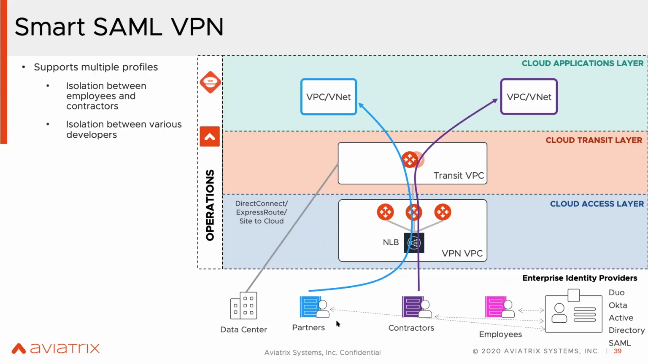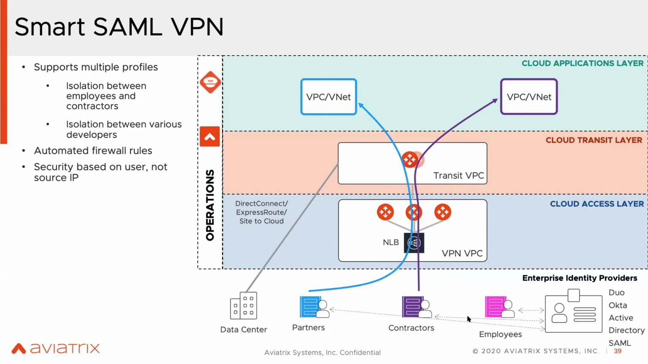Now, the cool thing about this solution is that it is actually profile based. You're not configuring these users based on their source IP or whatnot. You create a profile. You say, these are my partners, this is my contractor. I want my partner, which is the blue line here, to go only to the partner VPCs or VNets, and the contractor should go to their respective VPCs or VNets. That is something we can easily achieve through our solution, right? So we provide this isolation based on the personas.